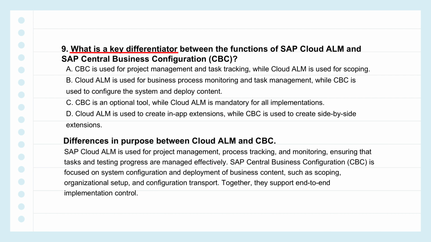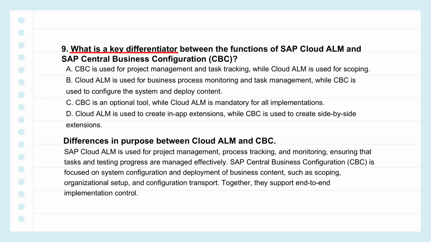Yeah, it's crucial to understand they have very distinct, non-overlapping core functions. Think about building a house again. CBC is like the architect and the interior designer combined. Its job is to define and configure the system settings, what business processes are active, what organizational structure. It deploys that business content. CBC is the doer of the initial configuration and scoping. Okay, CBC configures the what?